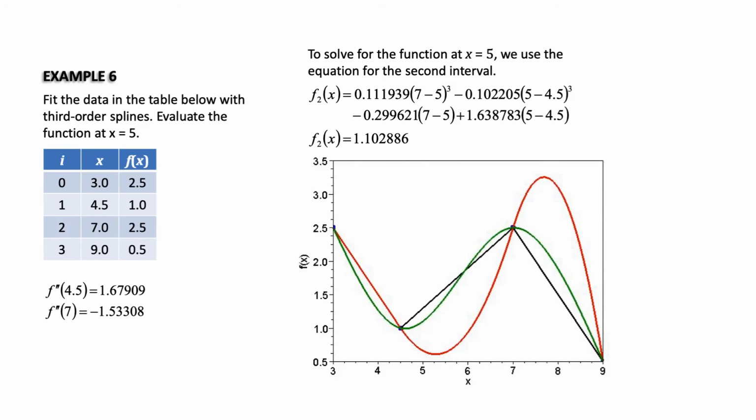To solve for the function at x equals 5, we naturally use the second equation, which covers the value of f at x equals 5. So at x equals 5, we have 1.102886. Looking at the graph, the black line corresponds to the linear interpolation, the red curve corresponds to the quadratic interpolation, and the green curve corresponds to the cubic interpolation. You can see that the cubic interpolation is much smoother, while the quadratic interpolation has these overshoots, which do not really represent the behavior of our data.